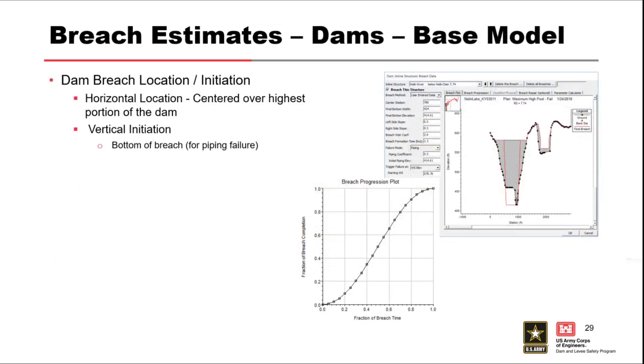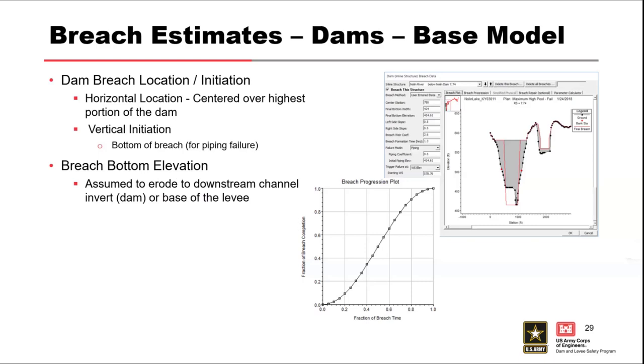So with some of the inputs into the HEC-RAS model itself, how do we apply these parameters once we have them? As a standard in the Corps, for horizontal location, we usually center the breach over the highest portion of the dam. We usually initiate the breach at the bottom of the breach. If it's piping, we give it that full head and initiate it at the bottom. And then we erode it all the way down to the valley floor, the natural river floor, as far as the depth of the breach.